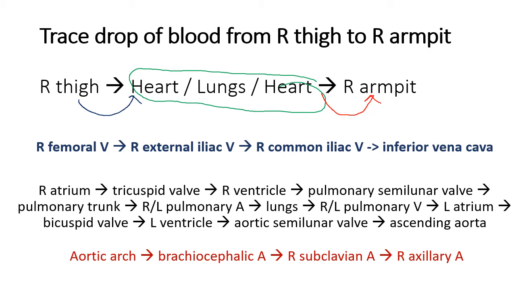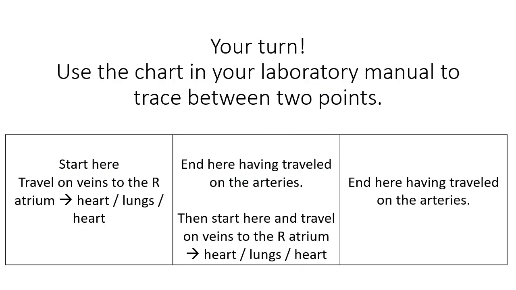So again, whenever you're asked to do a blood trace, think in terms of three pieces. Start at the point you're given, travel on veins to your right atrium, heart, lungs, heart in the middle, and then arteries to your end point. When you look at the laboratory and the way this exercise in our laboratory manual is set up, it explains a trace for you, and then it gives you 3 columns of body regions and organs.